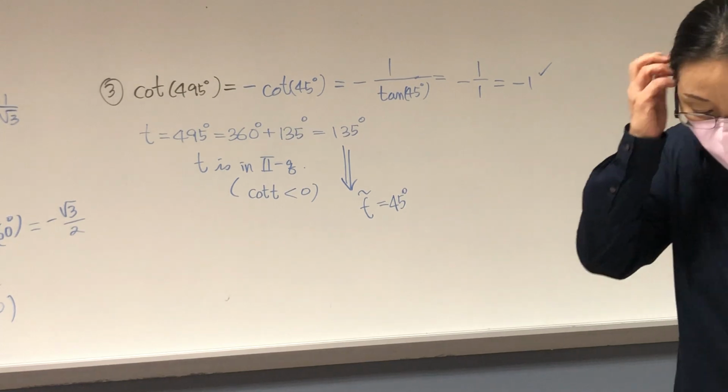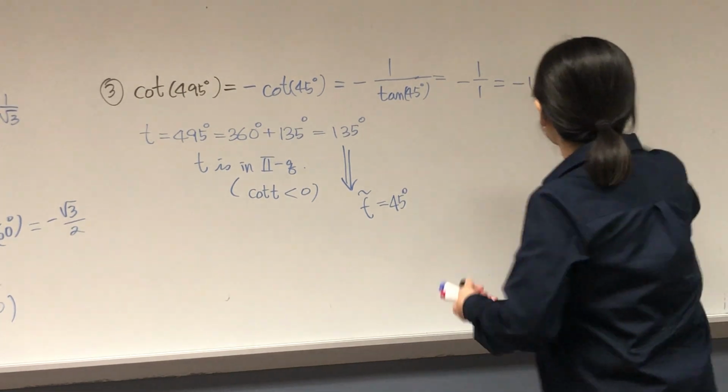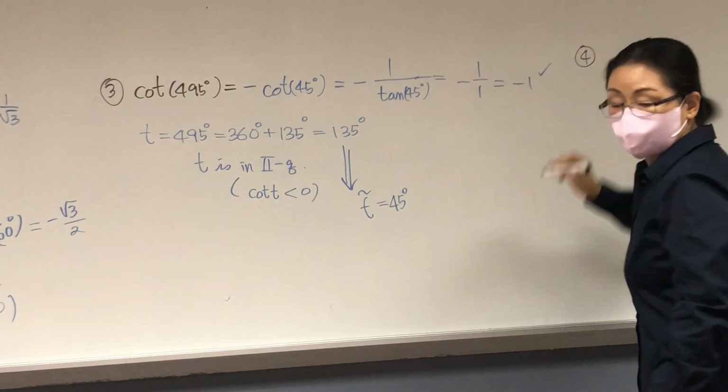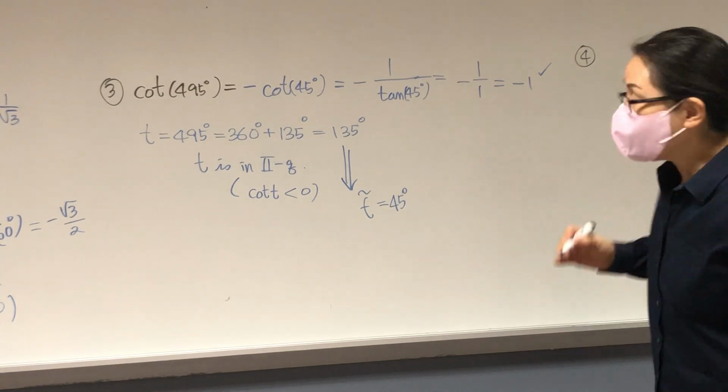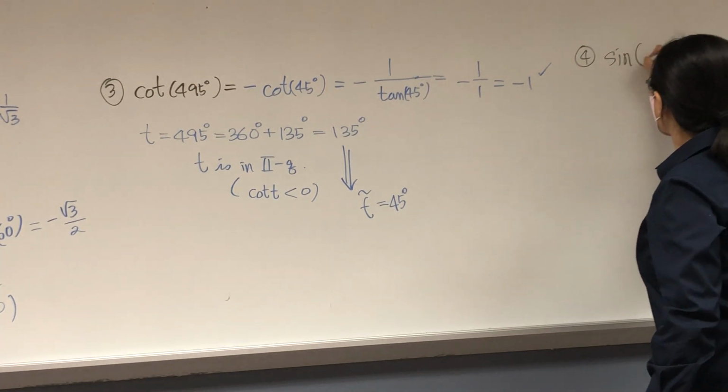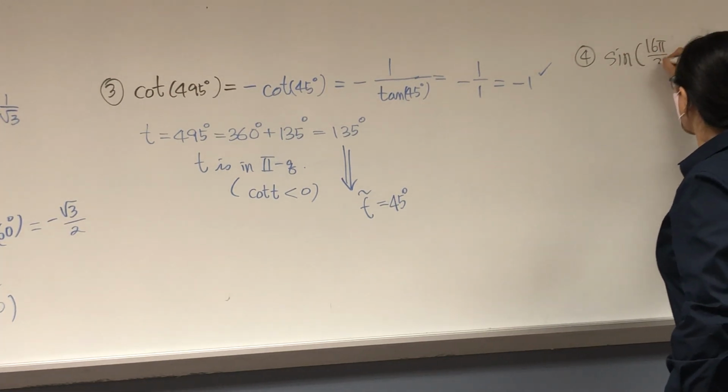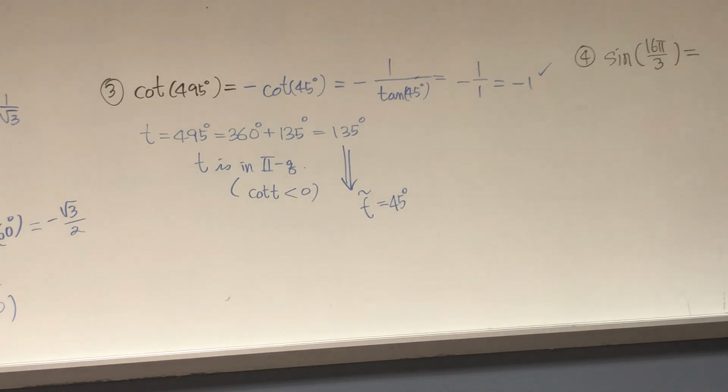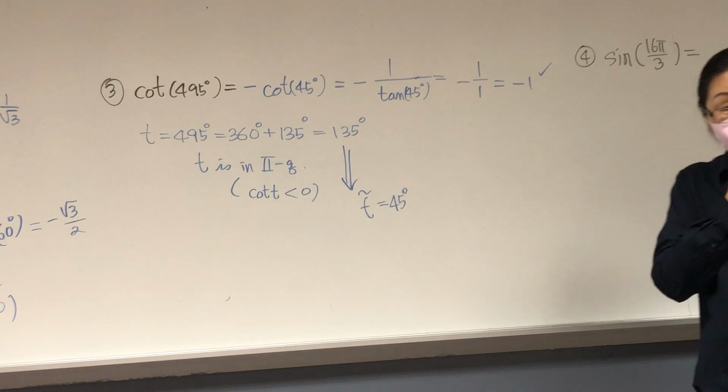How about one more, two more? Number 4, same page. Sine 16 pi over 3. What do you need? The number of revolutions first. Personally, you have to check the revolutions, right? Personally, I would turn it into degrees. Those are easy to work with.